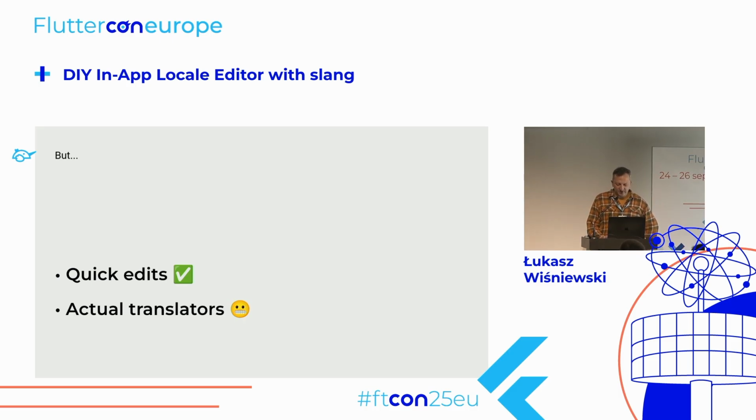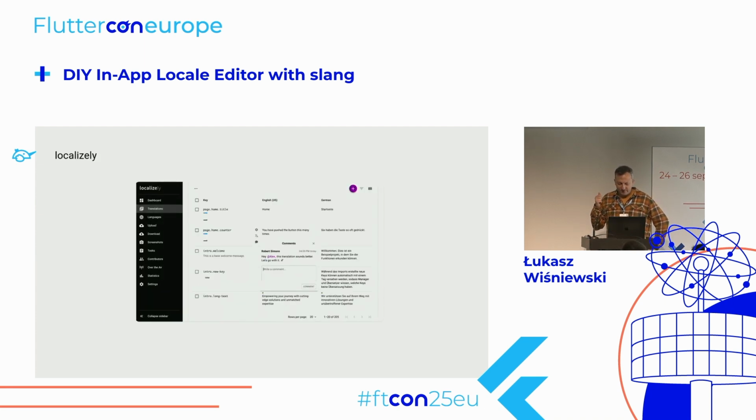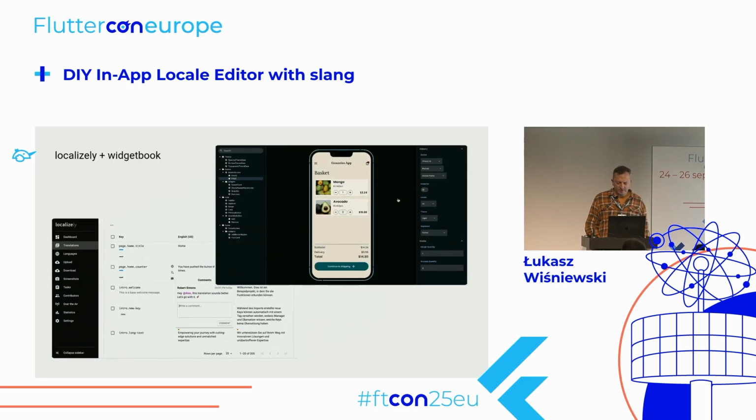So I iterated on my idea by taking inspiration from others. This is probably the top solution out there, Localizely. They have a list of strings, and they sometimes show you a screenshot, which is visual context for the translator. My other source of inspiration was Widgetbook. I think someone has a talk later today. It is a tool for building design systems, developing widgets in isolation.